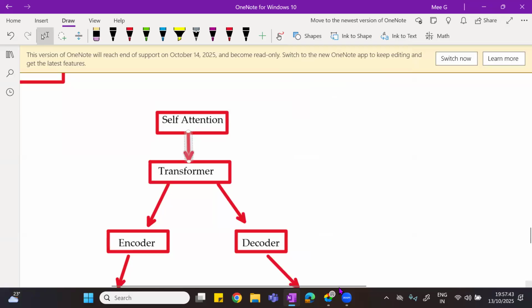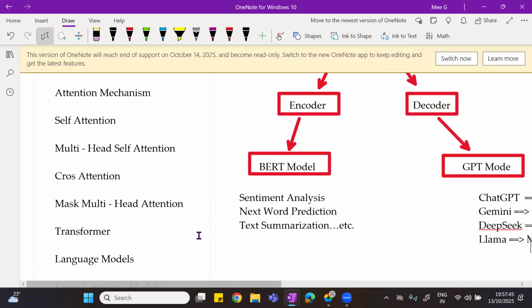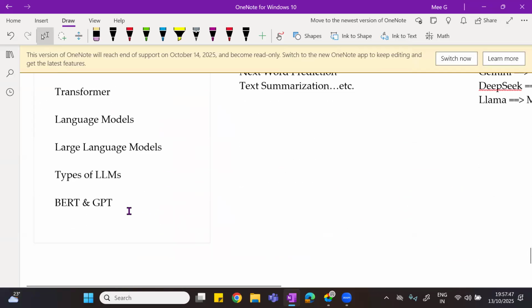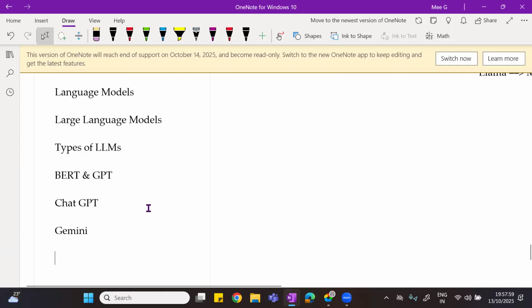Okay. Now, so we are here. From here on, we will move into our GPT. First we will see what is ChatGPT, what is Gemini, what are other applications related to ChatGPT. And then we will start with our prompt engineering.